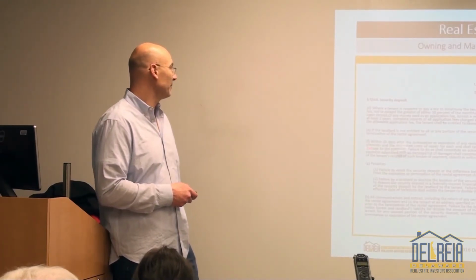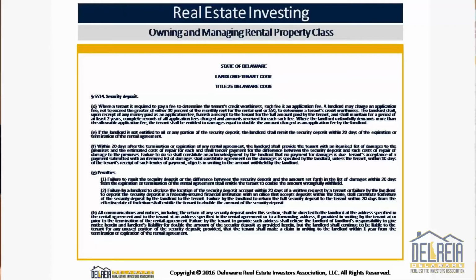All right, so here's something important. Within 20 days after the termination or expiration of the rental agreement, the landlord shall provide the tenant with an itemized list of damages to the premises and the estimated costs of repair for each, and shall tender payment for the difference between the security deposit and such costs of repair to the premises. So you have 20 days to come up with your list of itemized repairs and costs that you're going to deduct from the security deposit and get that back to the tenant. Failure to do that within 20 days from the expiration shall entitle the tenant to double the amount wrongfully withheld. So you got to be on top of it.